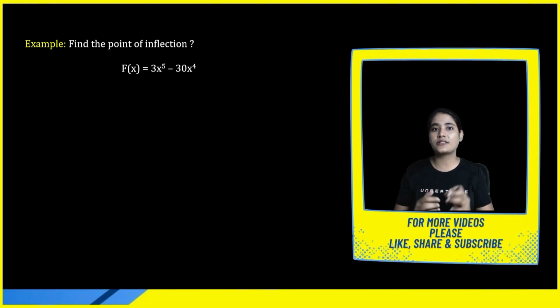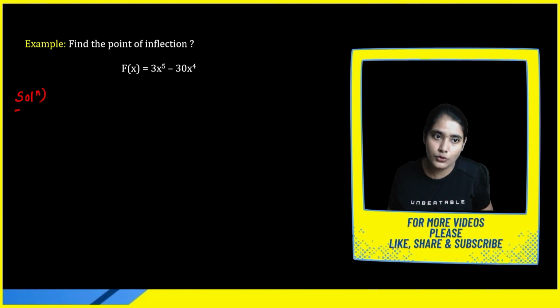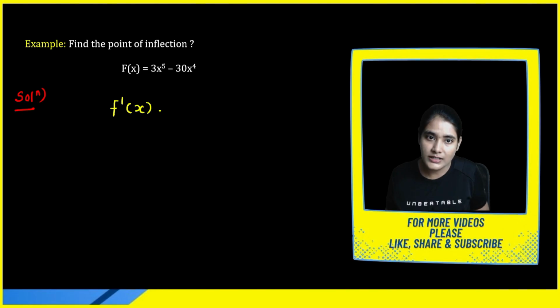Now this is the time to understand this example. Find the point of inflection. We have one function and we have to find the point of inflection. So we directly have to find the value of the double derivative. Without any delay, what do we have to do? Take the first derivative first. X to the power 5 derivative is 5x to the power 4. So you will get 15, 5 times 3 is 15, x to the power 4, minus 4 times 3 is 12, so you will get 120x cube.